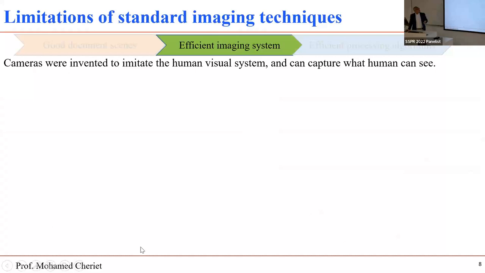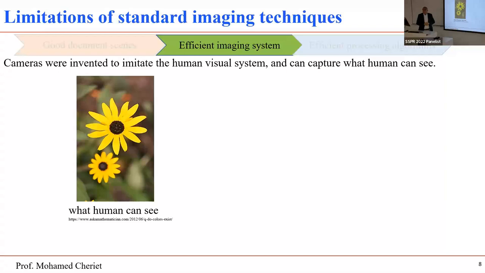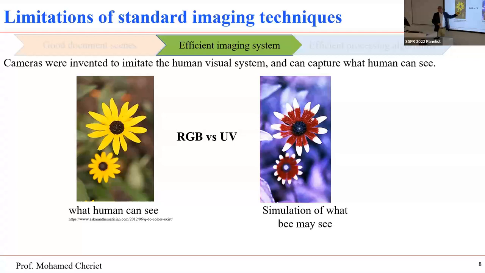The second problem that we want to revisit together is the efficient imaging system. This is how to imitate the human visual system and capture what humans can see. This is what we can see with RGB. The CCD camera can capture this information, and this is what we appreciate. We try to see through other insects, like a bee. What can the bee see from the same scene? Amazingly, the bee has exactly the same trichromatic vision system with three components. But these three components are green, blue and ultraviolet, UV.